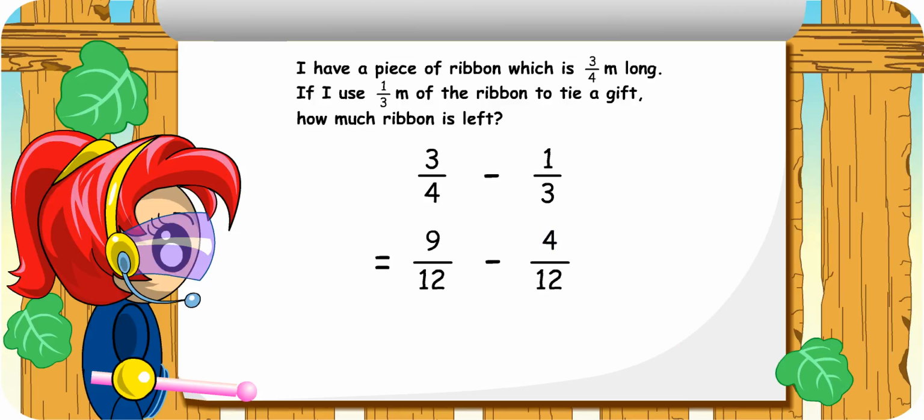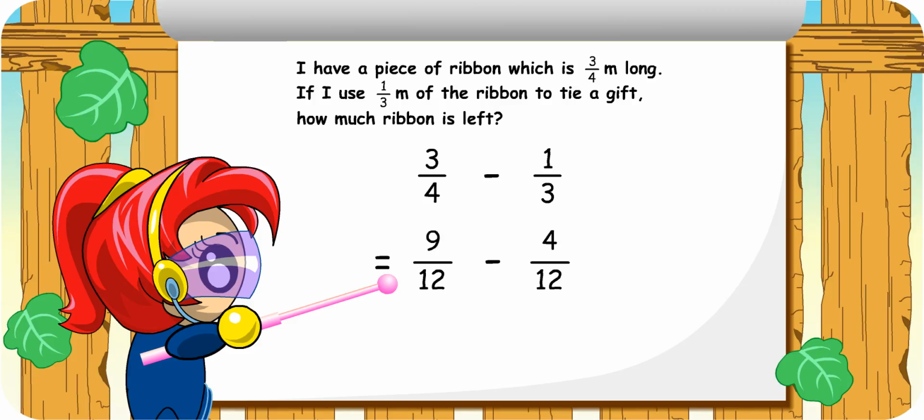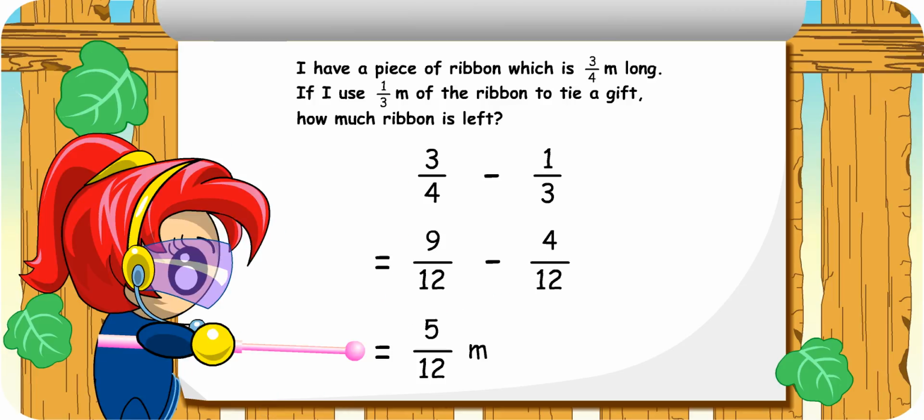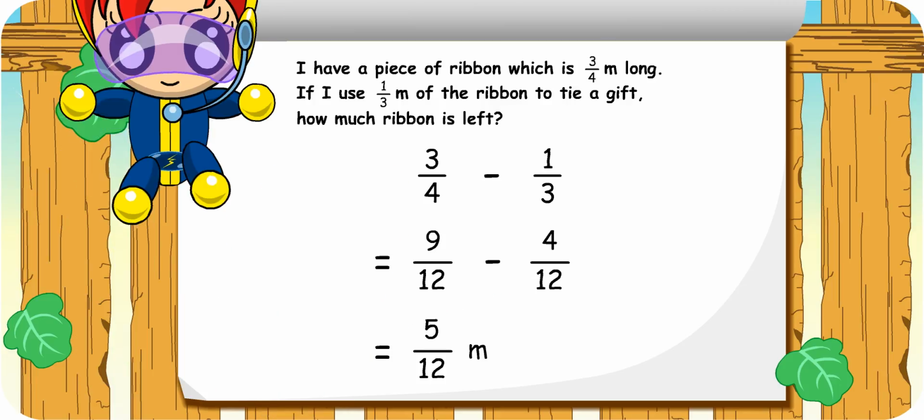Thus, the sum can be written as 9/12 minus 4/12. Now I can subtract them. The answer is 5/12. Excellent work, Turbo Girl.